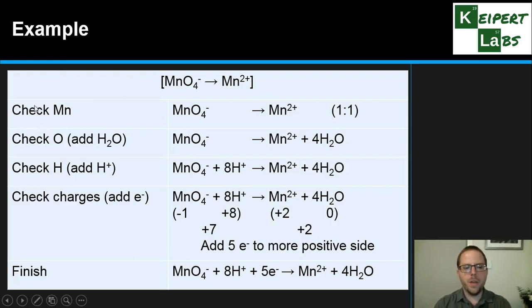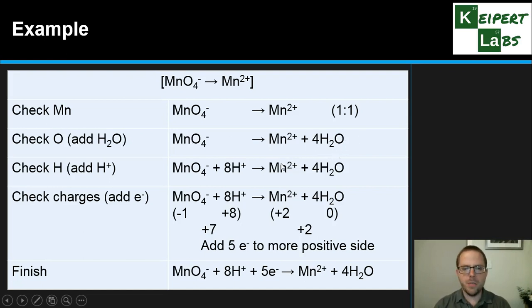So step 1, we're checking to balance the manganese atoms. So we've got 1 manganese on each side. So 1 to 1, so tick, that's correct. Okay, our next step, we're checking for our oxygen atoms by adding water molecules to the other side. Here we have 4 oxygens on the left and none on the right. So we need to add 4 water molecules onto the right-hand side to balance that out.